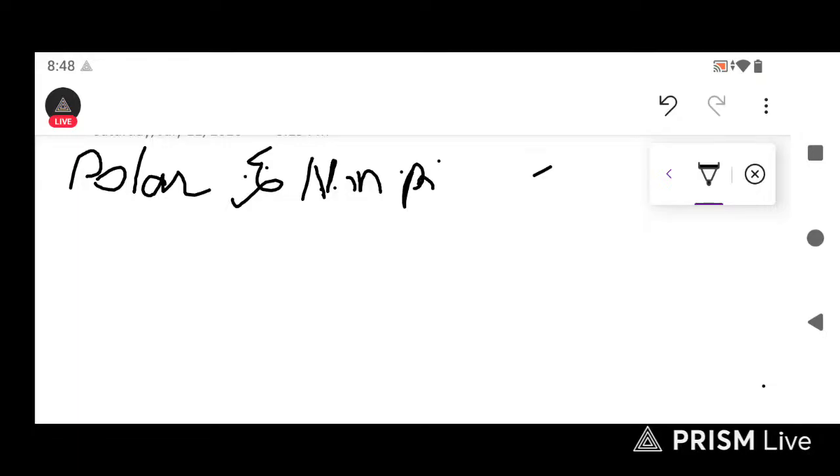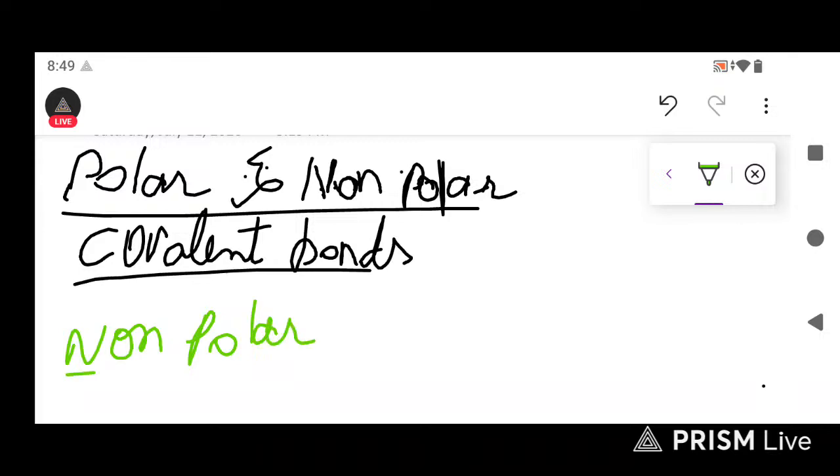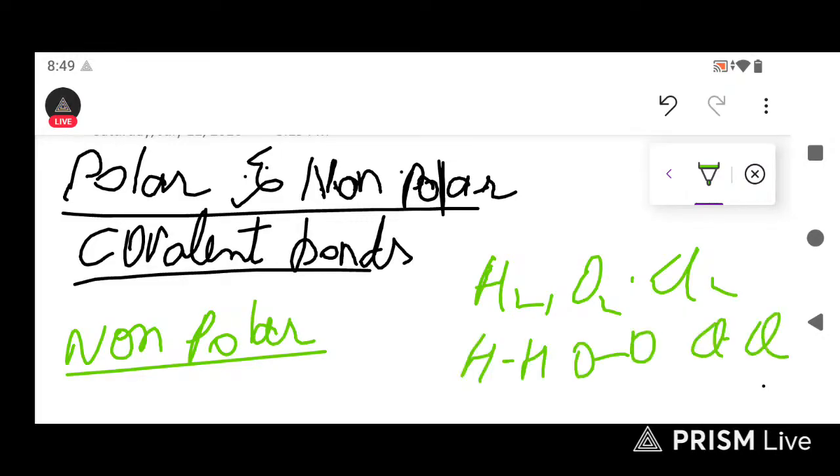Polar and non-polar covalent bonds. Non-polar, how do you define it? A non-polar covalent bond is formed between identical atoms, meaning if two atoms are equal and have the same type, like O2 or Cl2, that is a hydrogen-hydrogen bond, an oxygen-oxygen bond, a chlorine-chlorine bond, formed between these similar types of atoms.